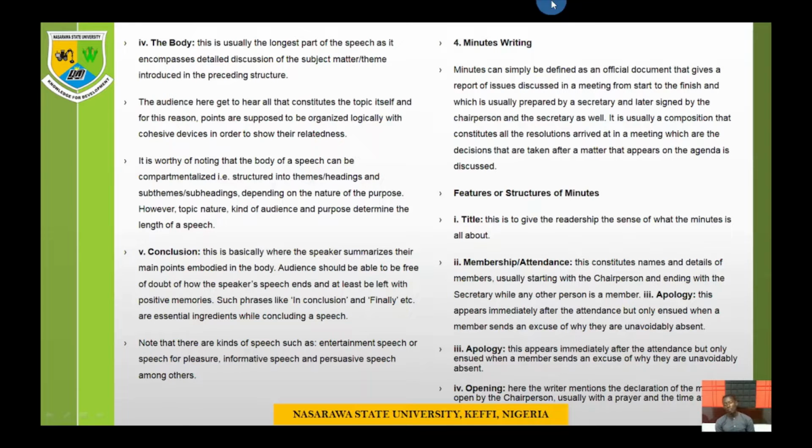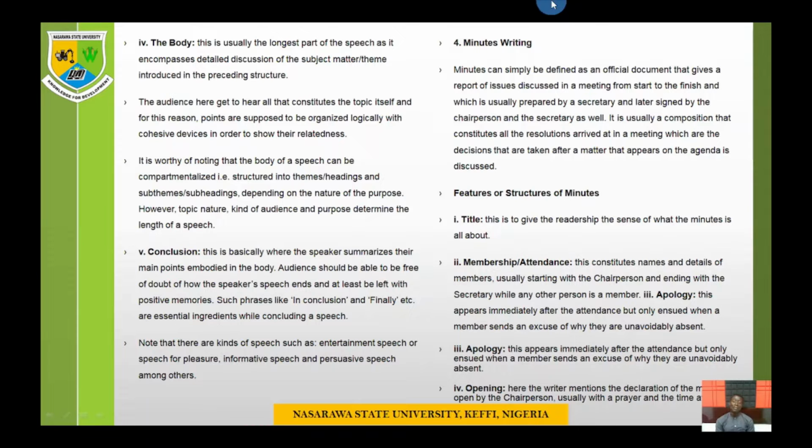Every minute has what we call features or structures of minutes. One, we have the title. This is to give the readership the sense of what the minute is all about. It has to be what? Minutes of a meeting, okay? Minutes of a meeting of departmental board. You see, there's just something of this nature, okay? Or minutes of departmental board meeting of Department of English or of Faculty of Arts. You see, this is a title. It gives the readership the sense of what the entire minute is all about.